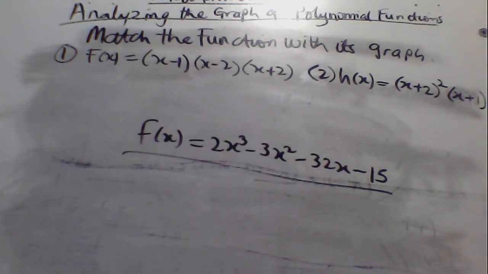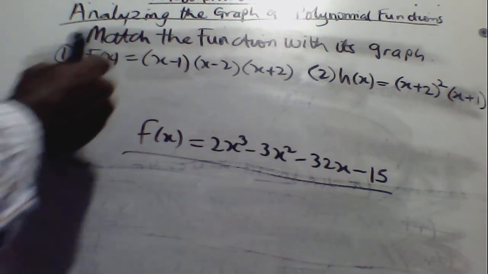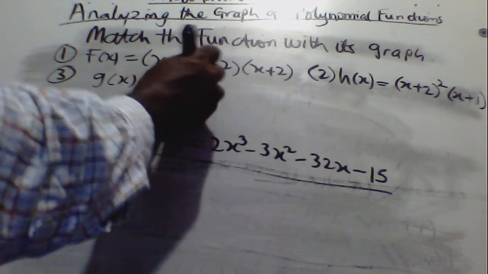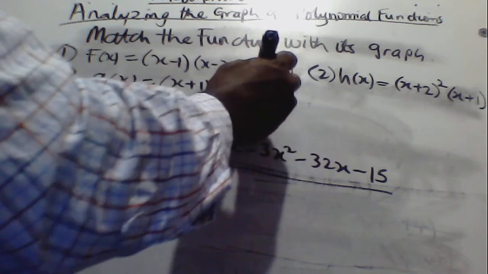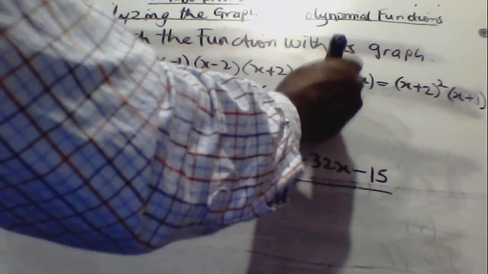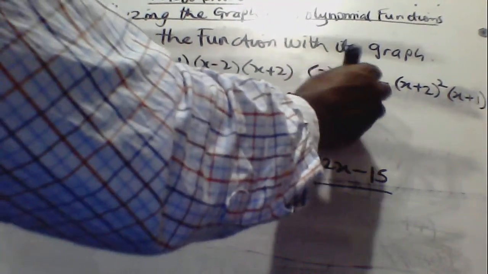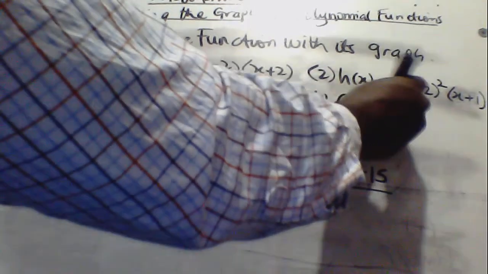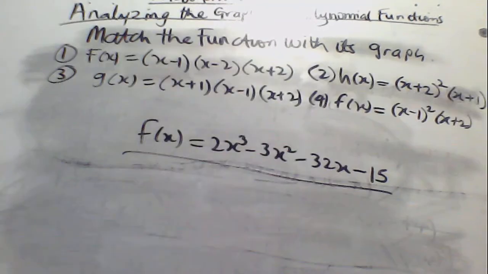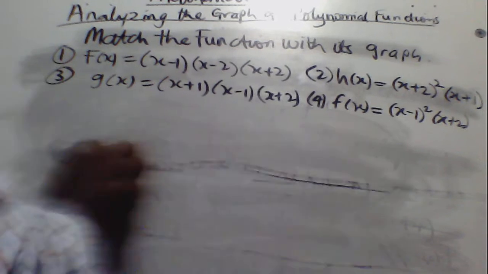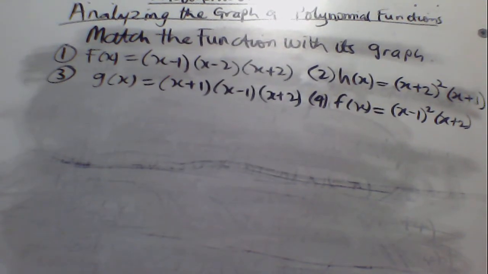g(x) equals what? (x plus 2) squared (x plus 1). I hope you are seeing it. So the third, g(x) equals (x plus 1)(x minus 1)(x plus 2), and the fourth one, f(x) equals (x minus 1) squared (x plus 2). So what the question stated is, match the function with its accurate graph.